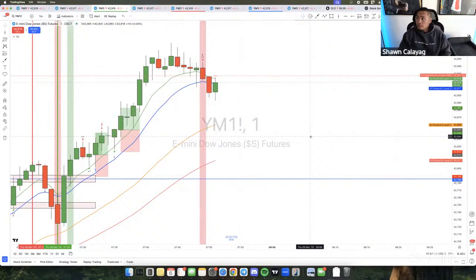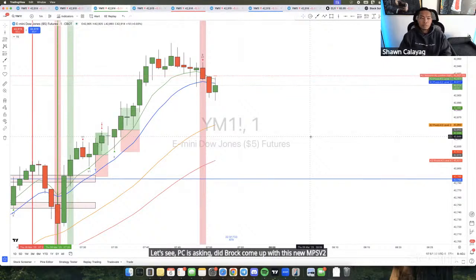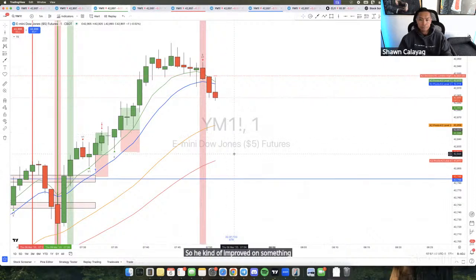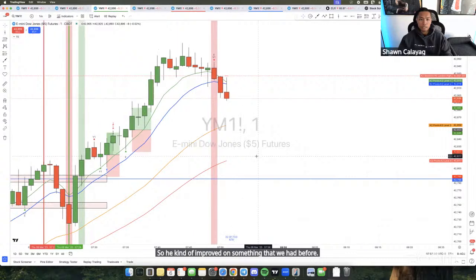Let's see, PC's asking, did Brock come up with this new MPS V2? Like he had an idea of a strategy that we already applied in the past. He just had different requirements for it. So he kind of improved on something that we had before. And then he has his own criteria. Like he came up with a TP stop loss for it.